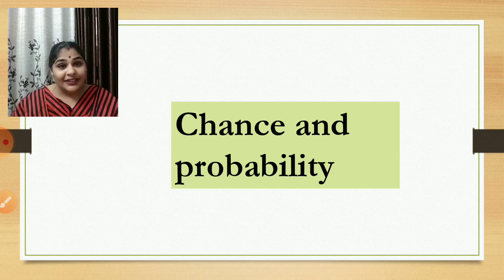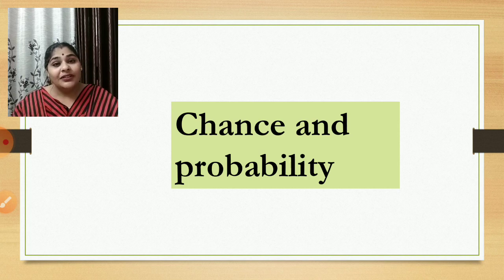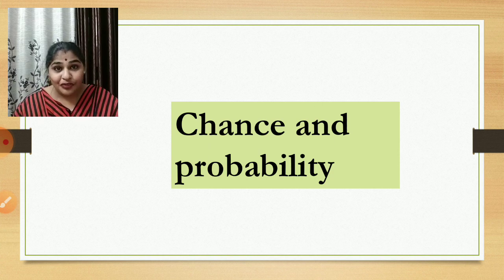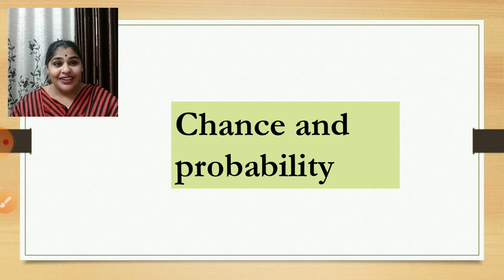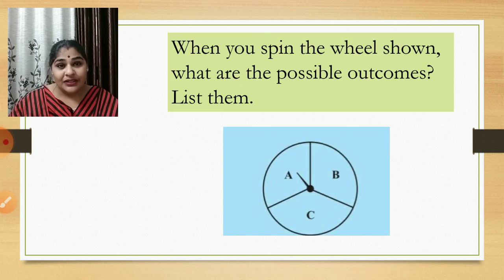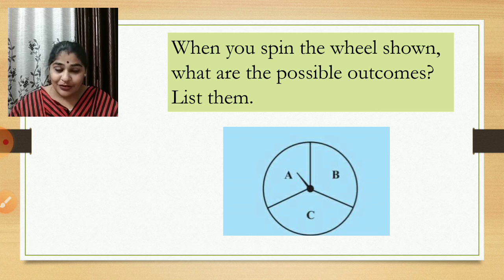If you throw a dice, when you're playing Ludo or snake and ladder, what are the possible outcomes? Either you will get 1, 2, 3, 4, 5, or 6. So these are the chances. And suppose probability, how to relate it with the chance, that also we'll see.